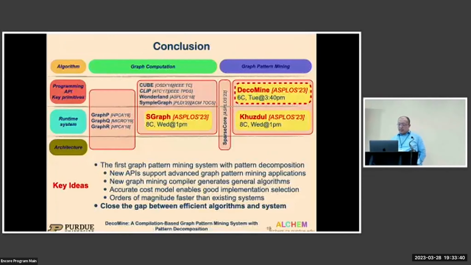Okay, so that is the end of my talk. So in general, our system is the first system that is based on pattern decomposition, and it achieves very good performance that is similar to the native algorithm.